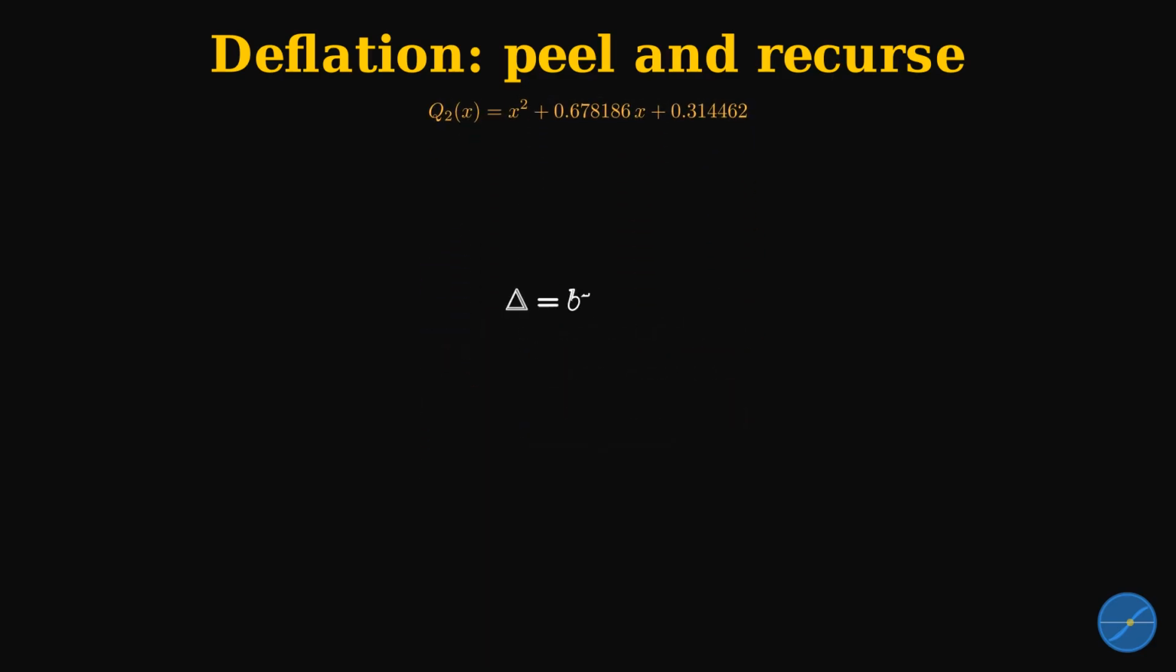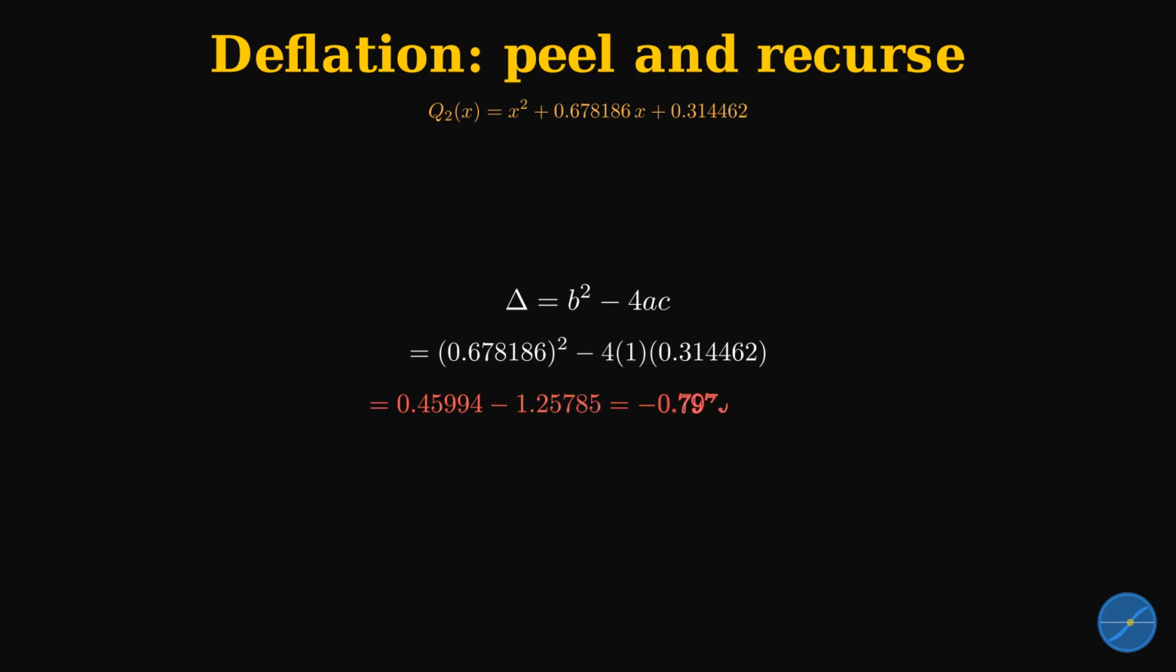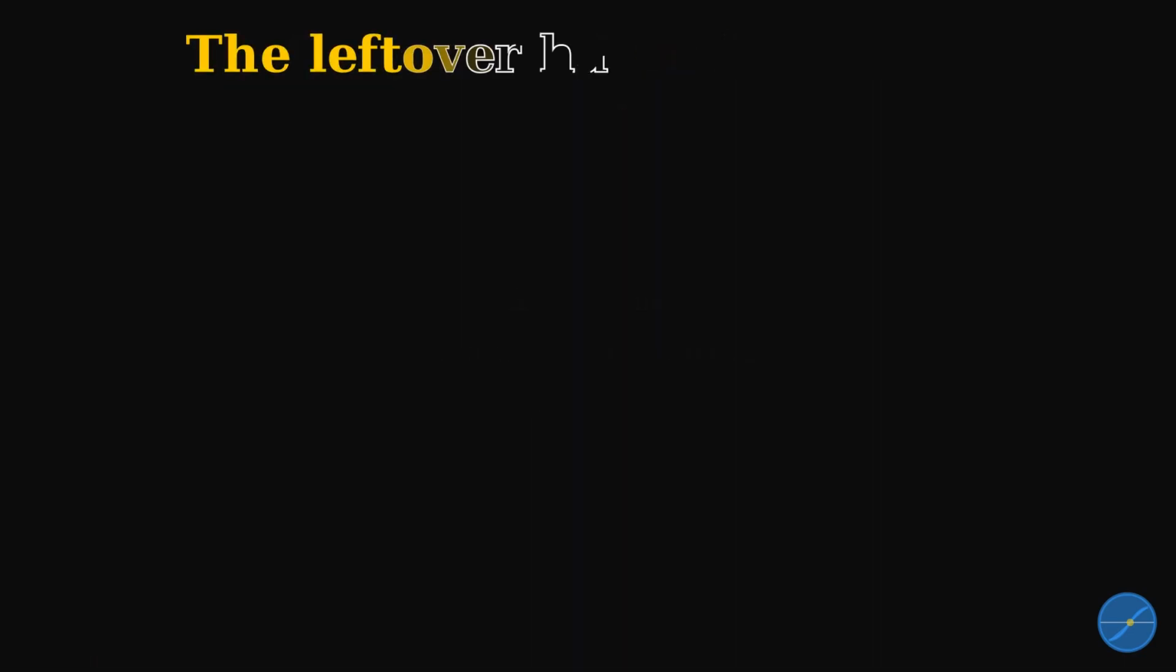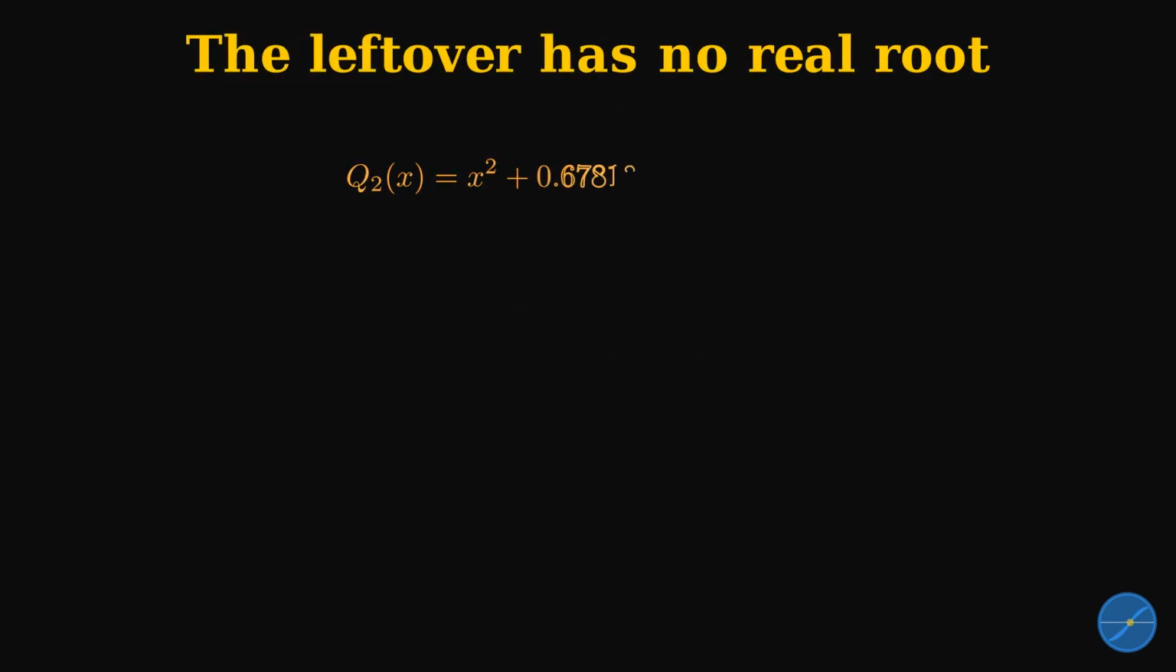Are q2's roots real or complex? Its discriminant is b squared minus 4ac. Negative. So q2 has no real roots. Its pair is a complex conjugate pair. Degree 4 to 3 to 2, and that last pair is episode 6. So what are the roots of that leftover quadratic? Check the discriminant.